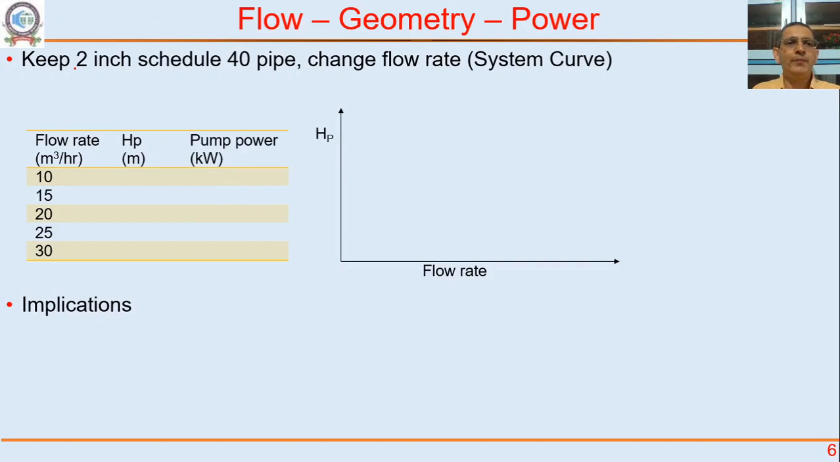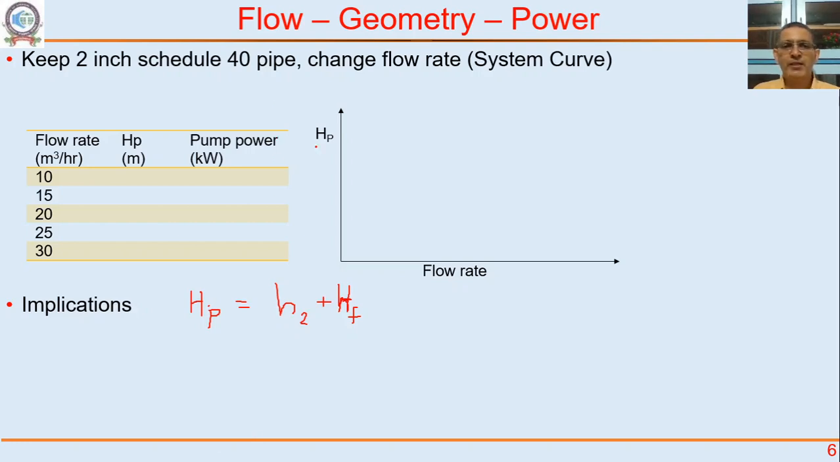Next, we can keep 2-inch schedule 40 pipe and change the flow rate. Let's see how this looks like. Remember, our HP pump power is equal to H2 minus H1 plus HF. Everything has cancelled out. Velocities have cancelled out. Pressures have cancelled out. Only height difference, potential energy, and this remains.